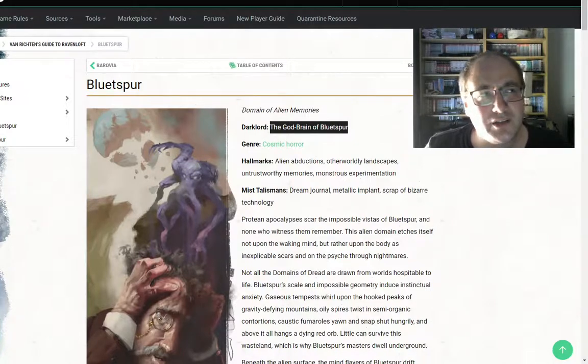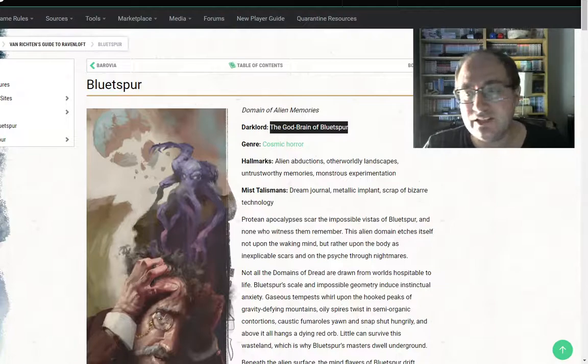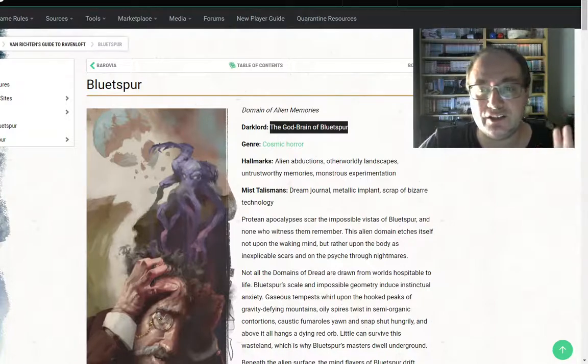And basically, if you looked into Mordenkainen's, or Volo's, I think it's Volo's actually, there's a ton of Mind Flayer themed stuff. This is where you could put all that stuff. You could put all those Mind Flayer themed monsters, Ulitharids, you name it. This is a great place for it.